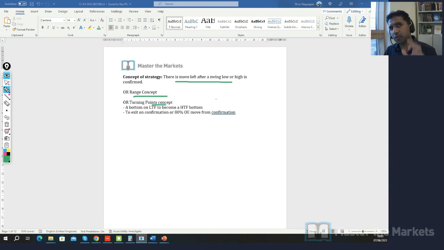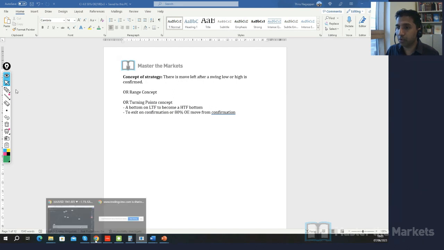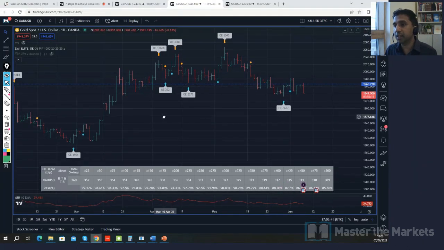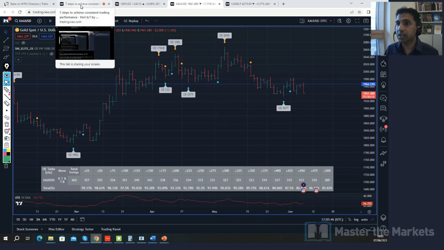The turning points concept, if you want to get a bit more specific, you can say that a bottom on a lower time frame eventually becomes a higher time frame bottom. Because think about it, traders, once you've quantified what your tops and bottoms are, which I've gone through in the previous sessions in the 7 steps to achieve consistent performance.